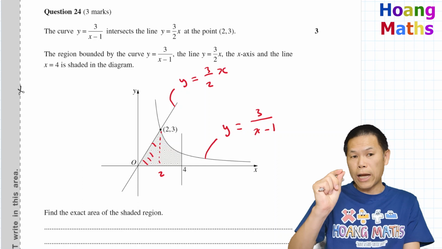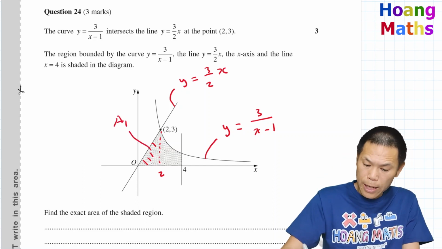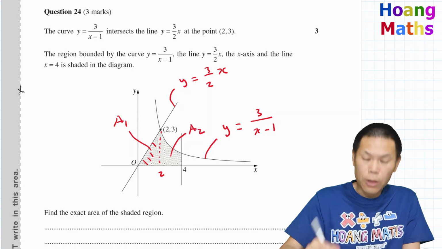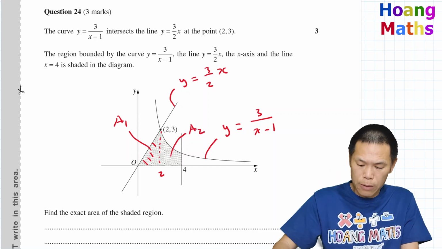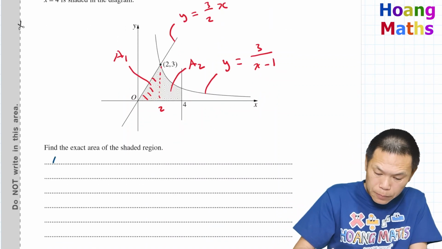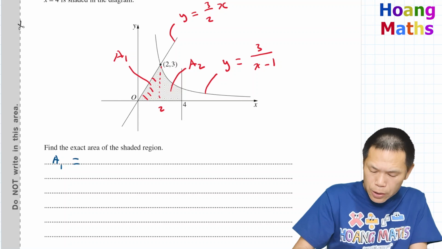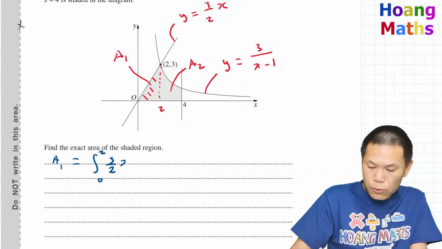So I just need to work out area A. This is just like A1 and this is A2. So I find A1 and find A2 and we add them up, so that gives us the answer. That means A1 equals, we integrate from 0 to 2, and the function is 3 over 2x dx.